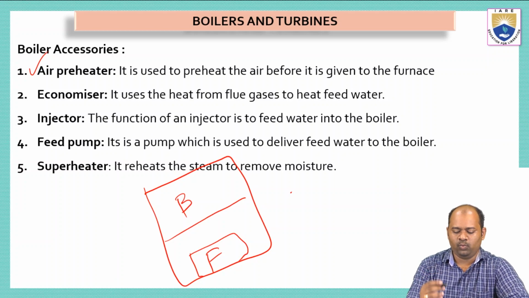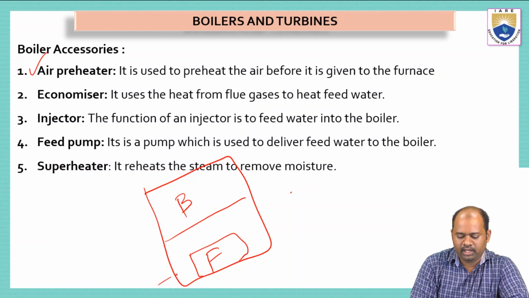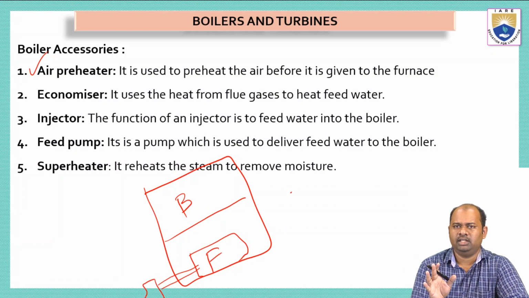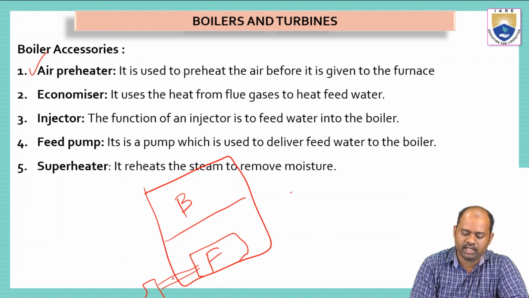Now what happens is, I will take a pipe to which I will connect an air filter. From this air filter I can collect atmospheric air. This is all general. But the function of the air preheater is to heat the air before it is sent to the furnace. Now this air is heated by using the heat that is coming out of the same furnace.